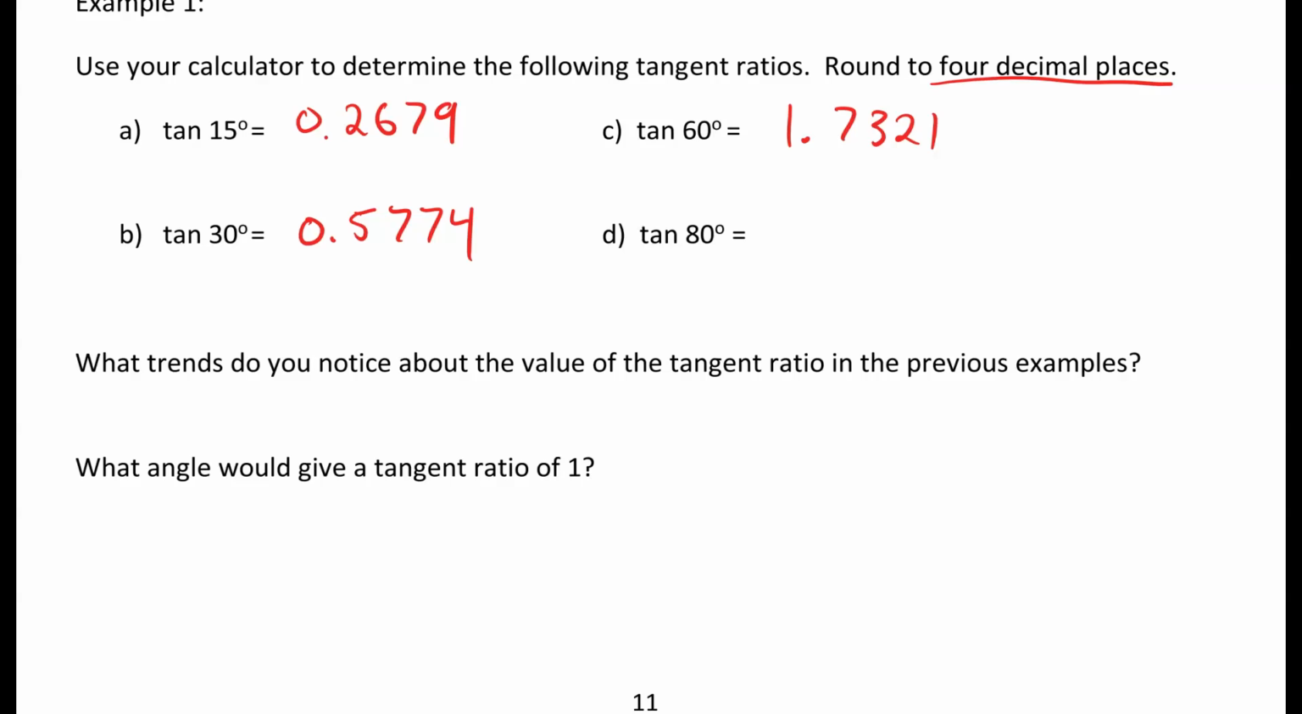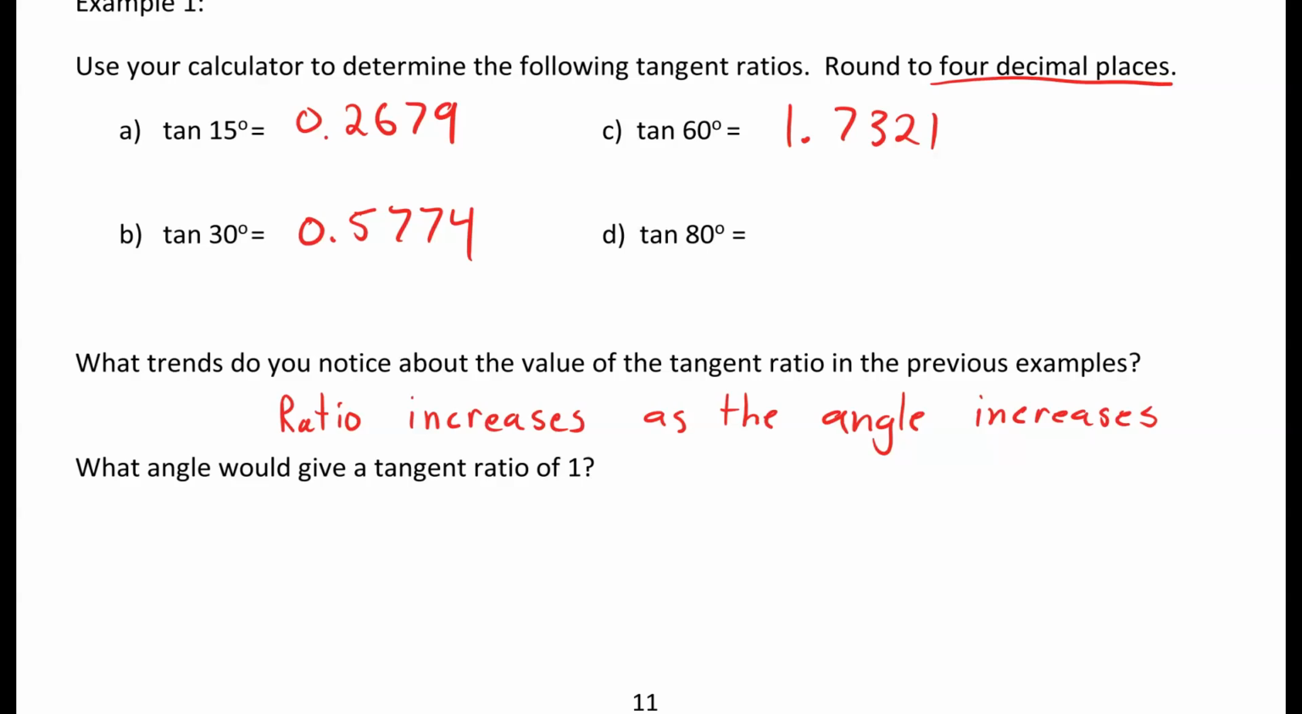Now, what trends do you notice about the values of the tangent ratio in the previous examples? Well, when we started with the lower angle, so 15, and went up to 30, you can tell that the numbers are increasing. So your ratio is increasing because we went from 0.2 up to 0.5, and then after that we went to 1.7. So it's increasing as the angles increase.